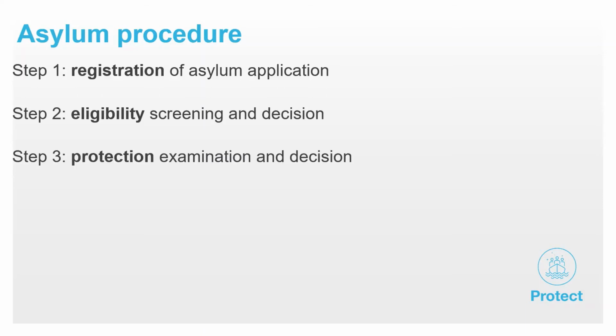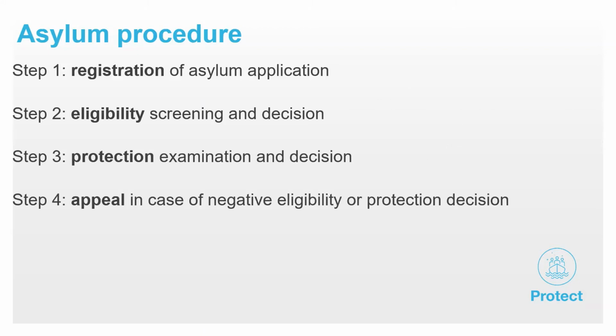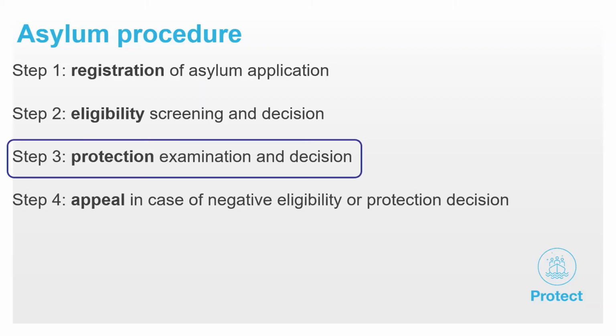The third step is a substantive assessment on whether or not one is a refugee. For this assessment, the legal instruments I mentioned earlier are used. Finally, one can appeal a negative eligibility or protection decision. In this research, we will mainly focus on the third step, although sometimes the other steps can be relevant when there is a connection with the protection decision.